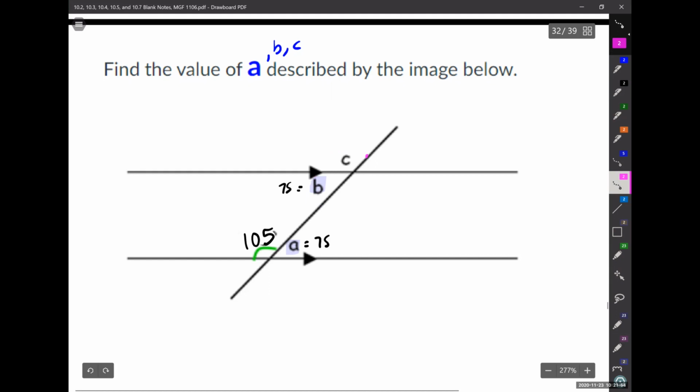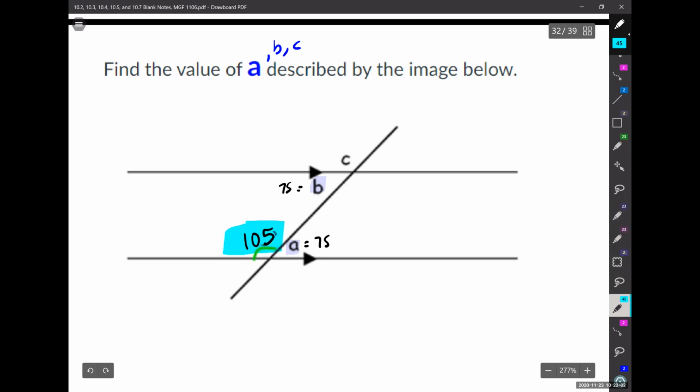Or another way that you could think about it is corresponding angles are equal. What I mean by corresponding is, do we see 105 is to the left of the line and above its parallel line? C is exactly the same location. It's left of the line and above the parallel line.